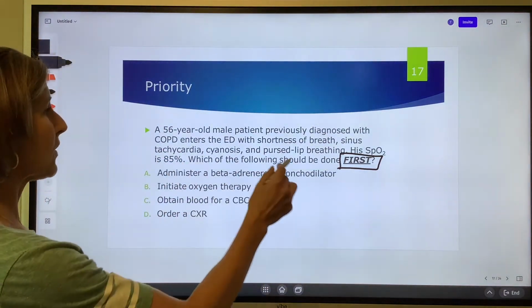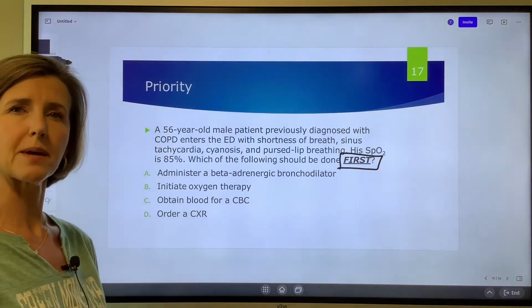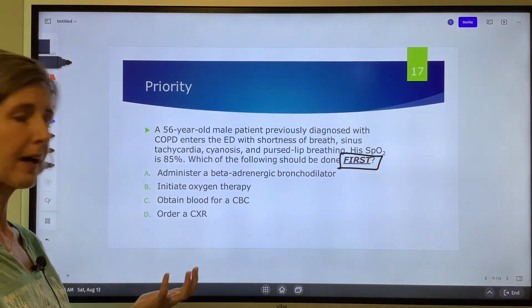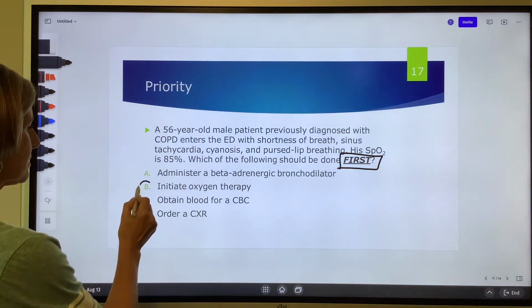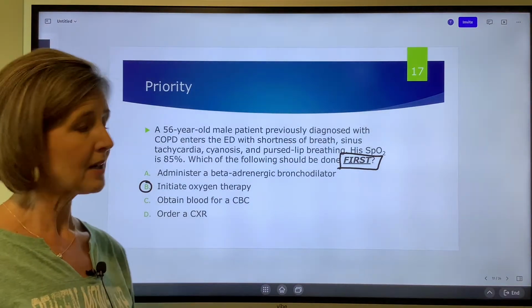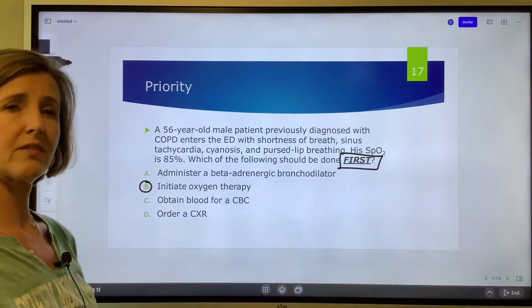So, which of the following should be done first? Everything here tells me we've got some hypoxemia. If we have hypoxemia, we need to add some oxygen. Okay, so this is the answer. That should be what's done first. And I'm not saying these other things don't need to be done, but given the information I have in my scenario, I need to give them a little bit of oxygen first.